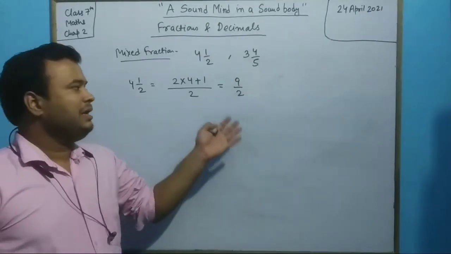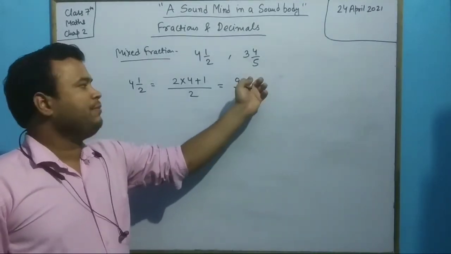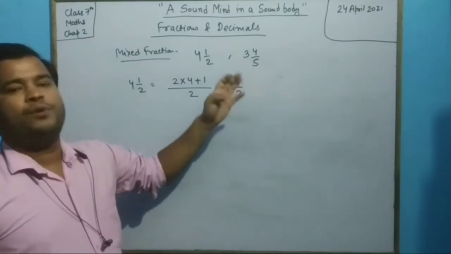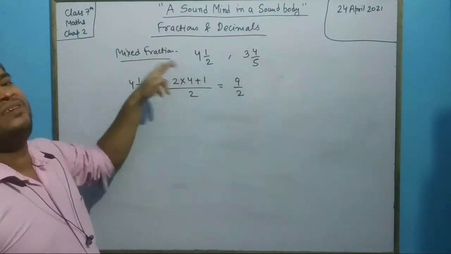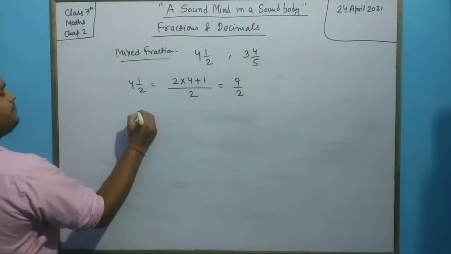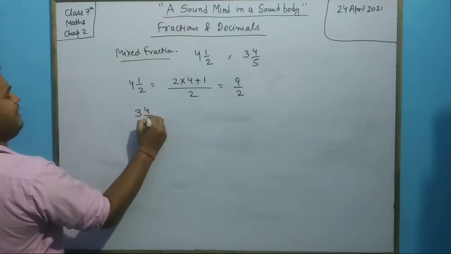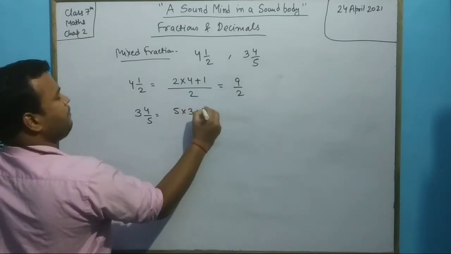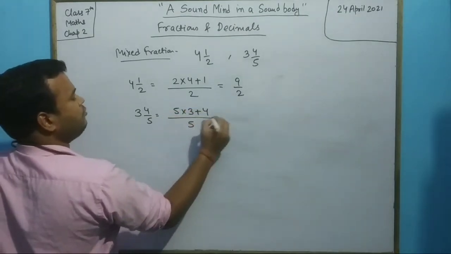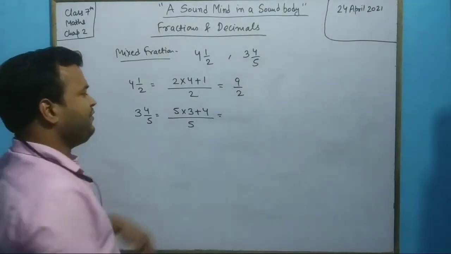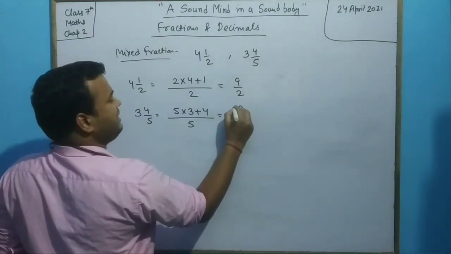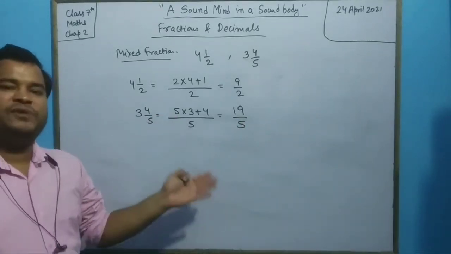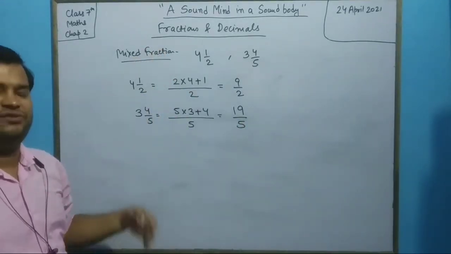So what type of fraction is it? It is an improper fraction. So an improper fraction can always be converted into a mixed fraction. Again, 3 4 by 5. What will it be? It will be 5 into 3 plus numerator upon the denominator. 5 into 3 is 15, 15 plus 4 is 19, 19 upon 5. So an improper fraction can be written as a mixed fraction.